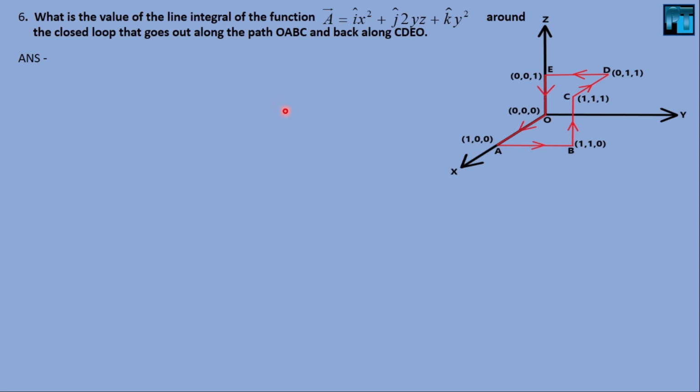Now this is a very important question. Again, in the actual question, no curve was given, only the points were given. The curve was described as from 0 0 0 to 1 0 0, then again to the points 1 1 0, 1 1 1, 0 1 1, 0 0 1, and again at the last 0 0 0.